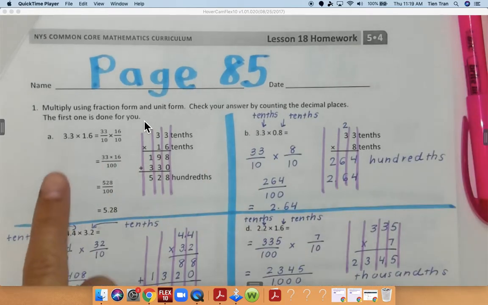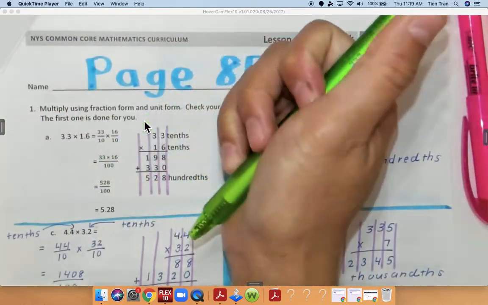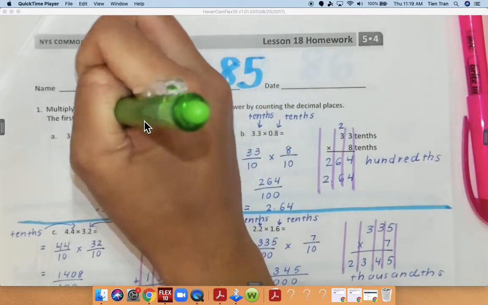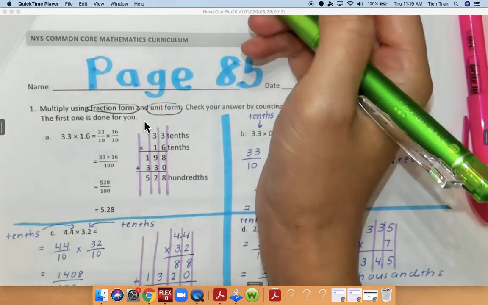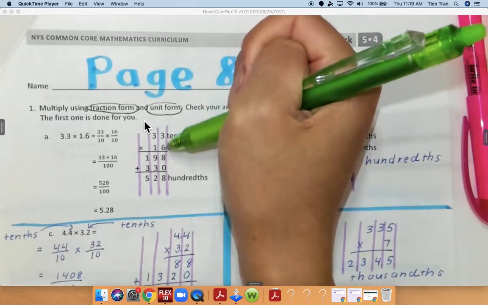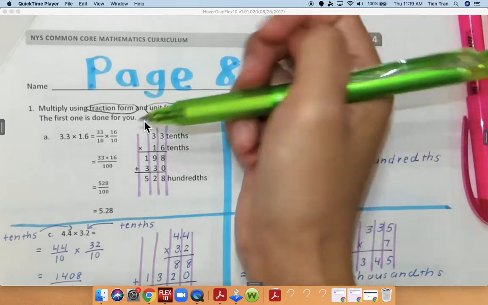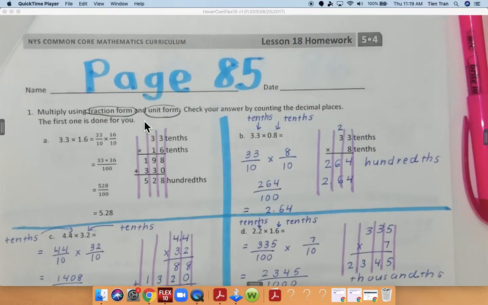So, the question right here states to multiply using fraction form and unit form. Fraction form is when you write it as a fraction, and unit form is when you write it as a standard algorithm. So this is what a unit form looks like, okay? And this is your fraction form. The first one is done for you.